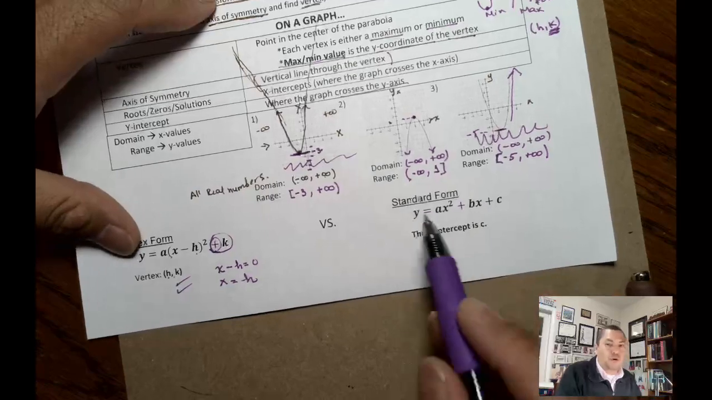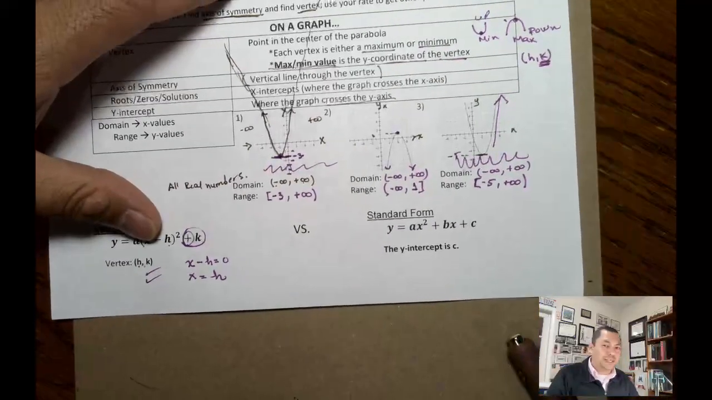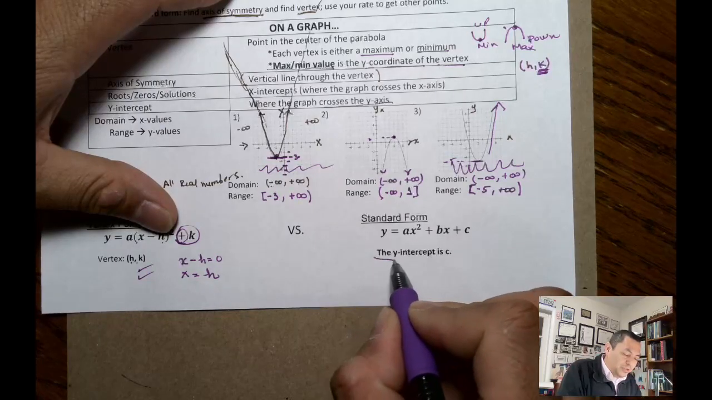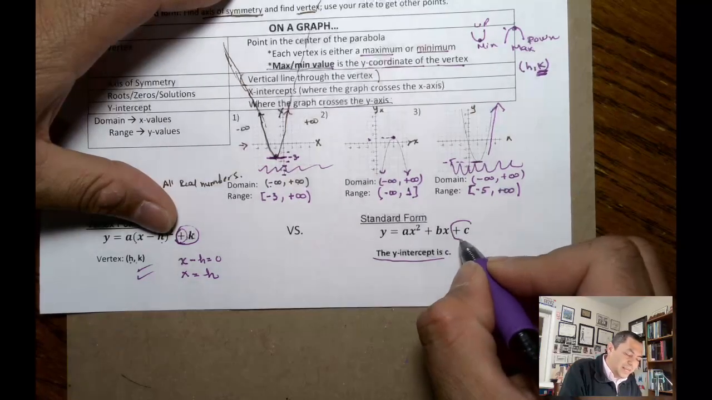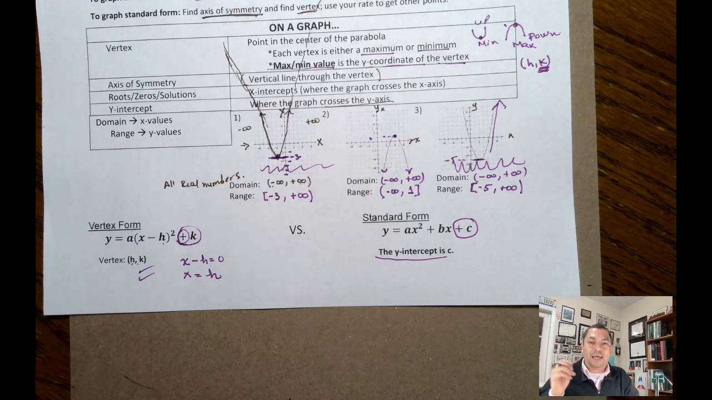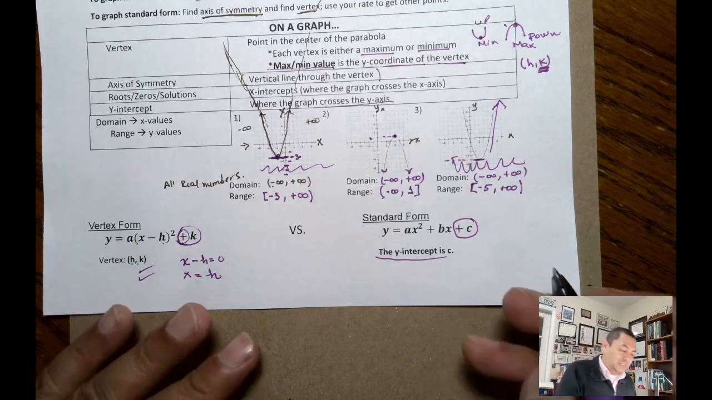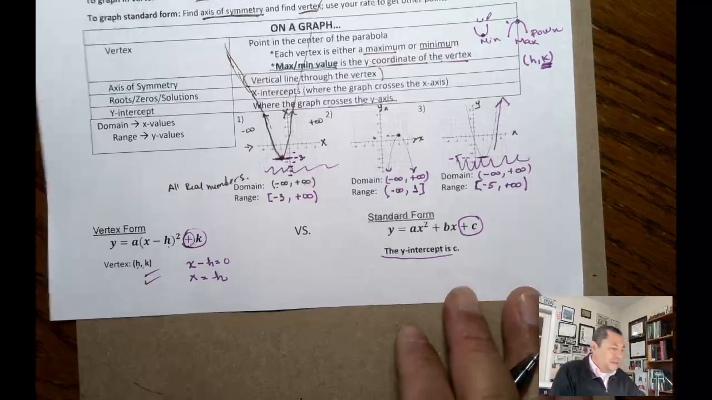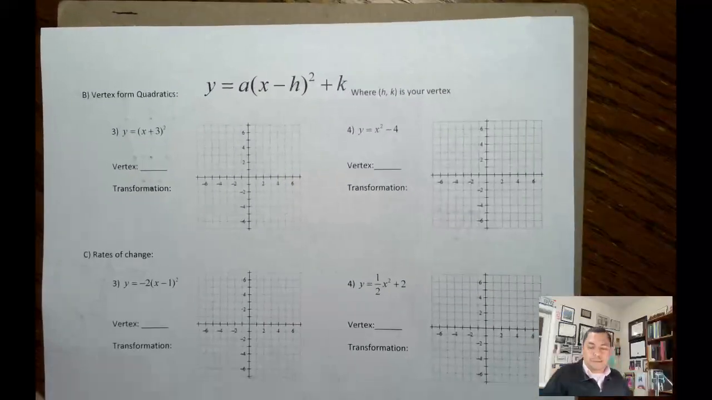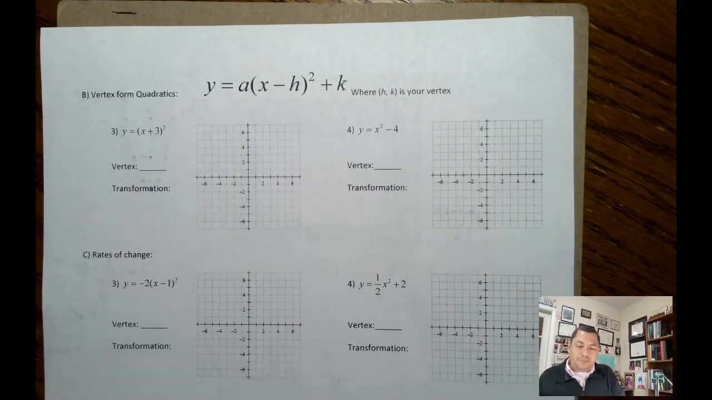And standard form is trickier to get the vertex. It's not impossible. We're going to see it. But in this case, we're just going to need the intercept, which is the constant number. C is going to be the y-intercept of this function in standard form. Okay. Let's turn around. We have some problems. We have the vertex form of your parabola. Now I need to explain something.